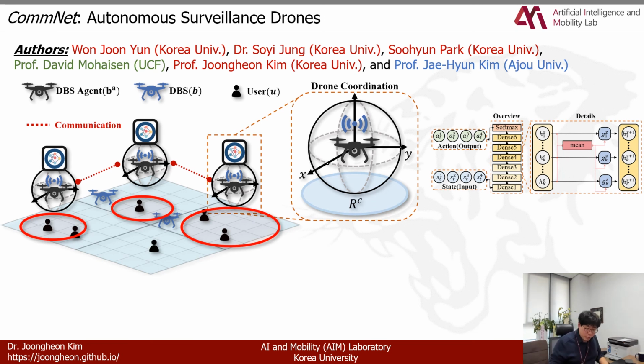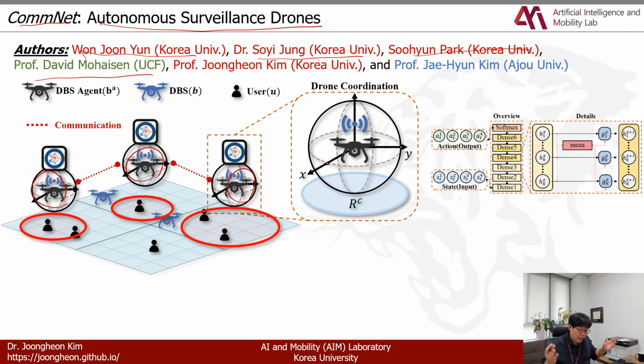The other application for autonomous systems is surveillance. Now we use this ComNet for autonomous surveillance drones. This is by my student Wonjun Yoon and Dr. Sohee-jung, Suyeon Park, and this is a co-work with Professor David Moise at University of Central Florida. Drones can be used for data delivery, mobile base stations, and so forth, but they can also be used for surveillance. That's why the drones are designed for surveillance in this problem.